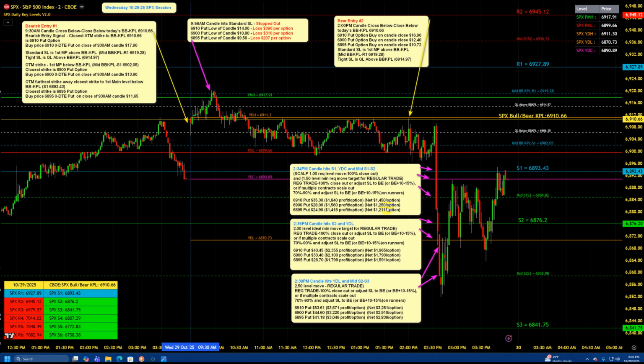Okay, so first we'll look at the scalp. On this, like I said, this particular candle, because it was such a forceful candle, took out both the scalp minimum required move as well as the regular trade minimum required move all in this one candle. And we're just going to look at the close of the candle.